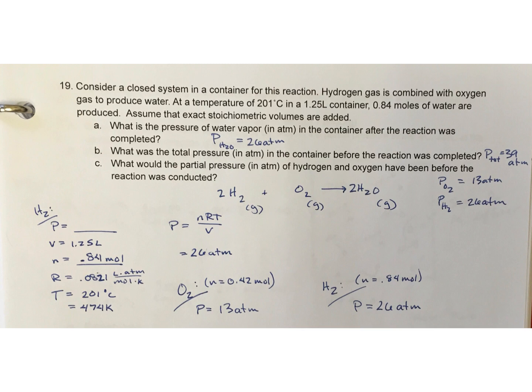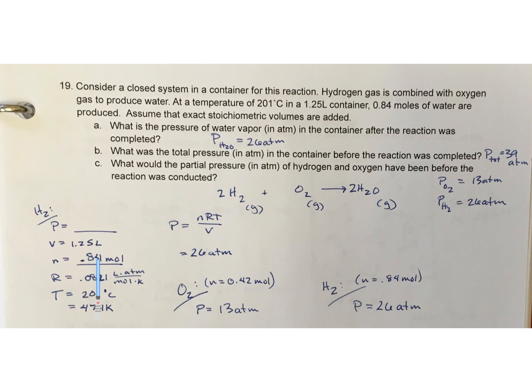Question 19 is a combination of Dalton's laws and the ideal gas law. It tells us that it's the opposite direction of electrolysis. This is the combination of hydrogen and oxygen to form water. And it gives you these properties.